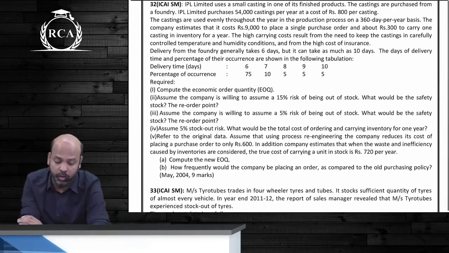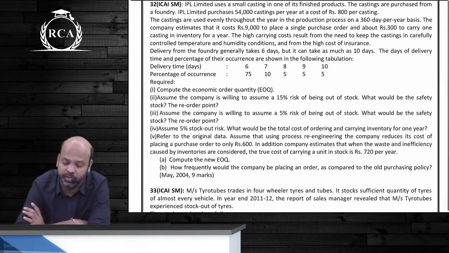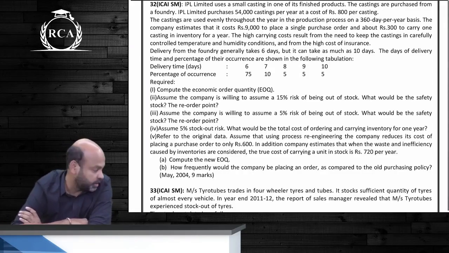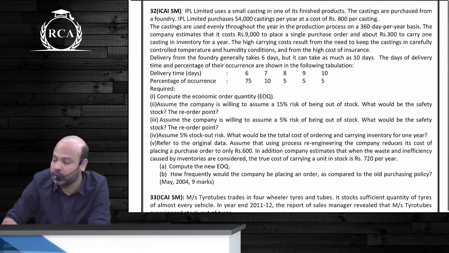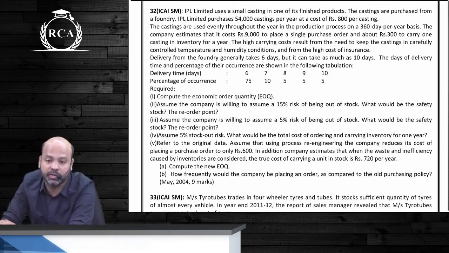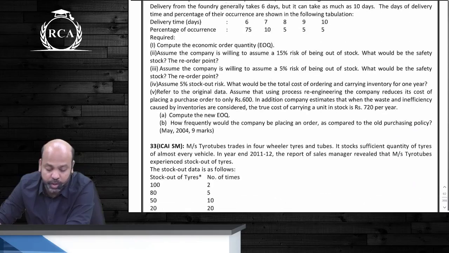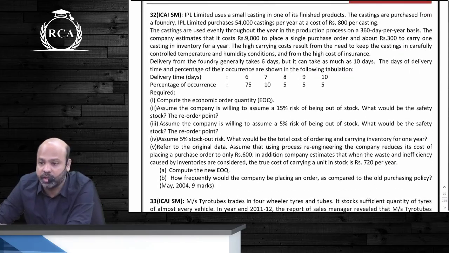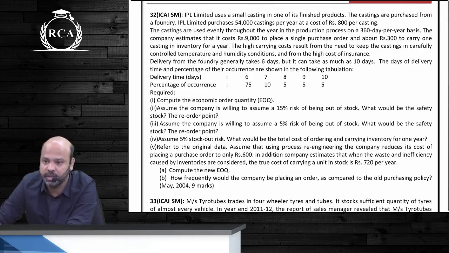Now, guys, question 32. IPL Limited uses a small casting in one of its finished products. The castings are purchased from a foundry. IPL Limited purchased 54,000 castings per year at a cost of 800 per casting. Page number 2.36, question number 32. Settled? Now we will read the question.